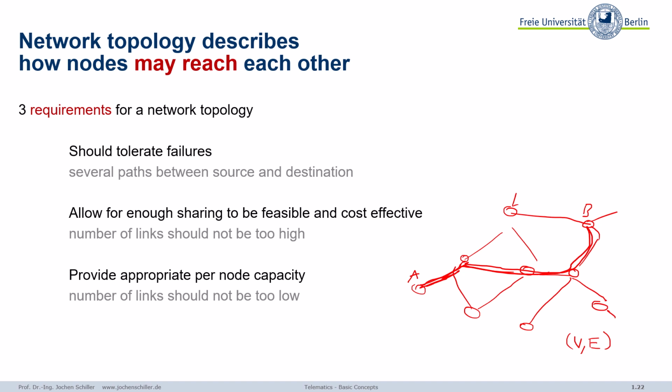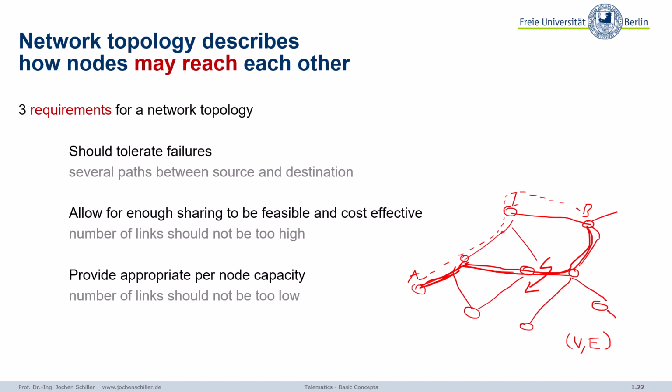If we build a worldwide topology or a campus-wide topology, the topology should at least tolerate failures. Here you see I can send data from A to B. But what happens if this link fails? So we have a failure. Then there should be another path available. Then maybe data takes another path from A to B. So we should tolerate certain failures. We have to have several paths between a source and a destination.